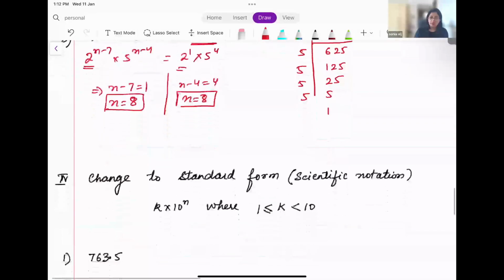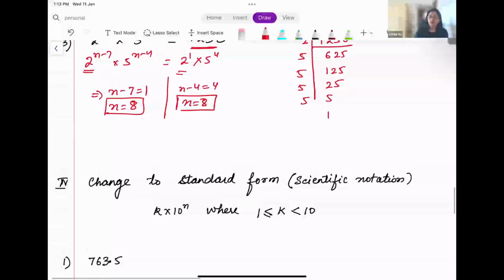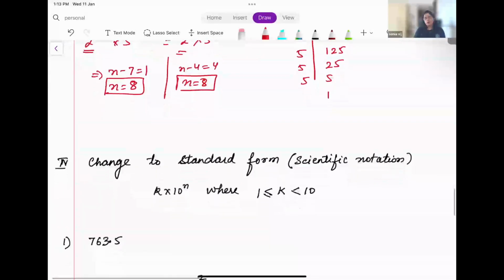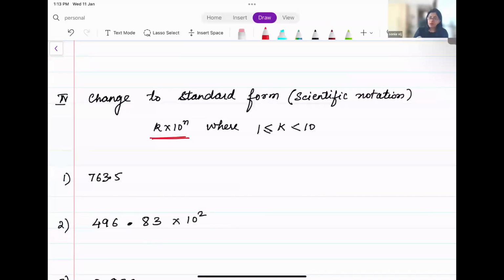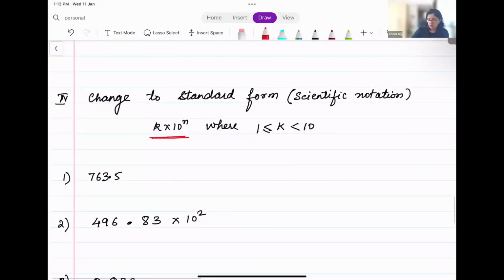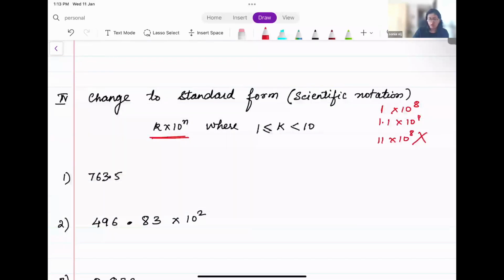The next type is change to standard form. What is standard form? In some books, standard form is also referred to as scientific notation. In this, numbers are written as k into a power of 10, where k should be less than 10 and more than 1. That means it can be 1 into 10 to the power 8. This is a scientific notation. 1.1 into 10 to the power 8 is a scientific notation. But if you write 11 into 10 to the power 8, it is not a scientific notation.